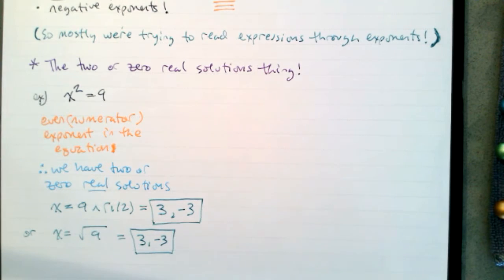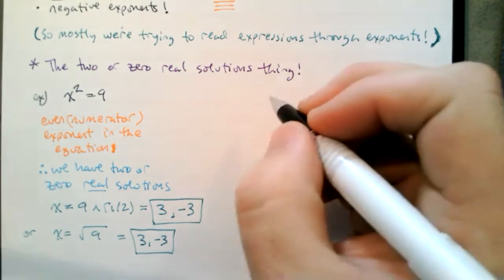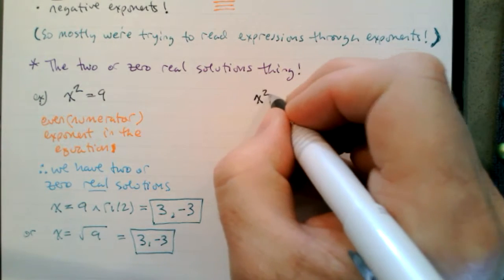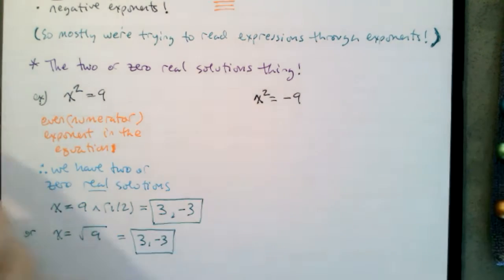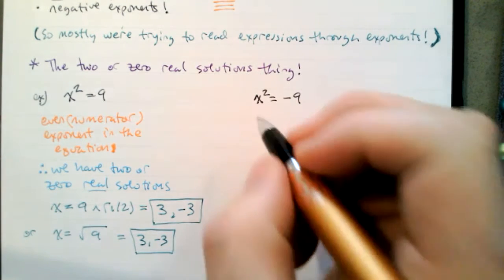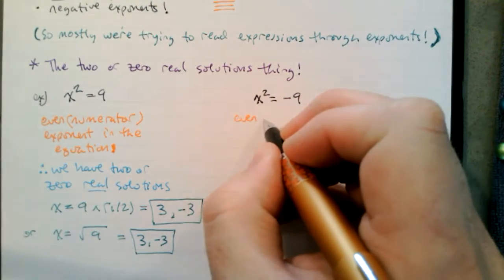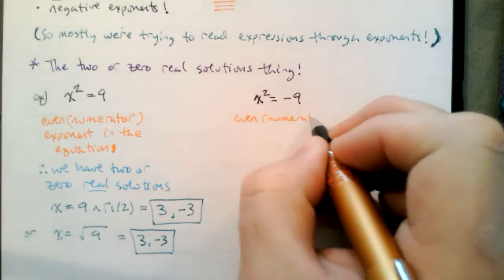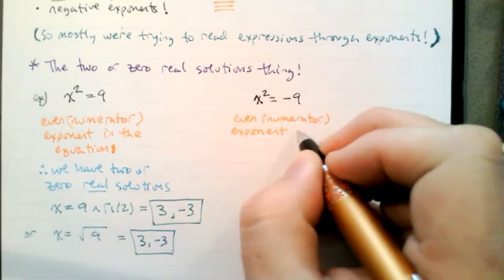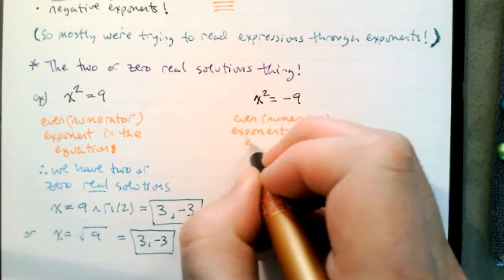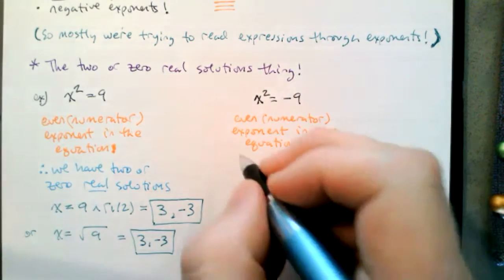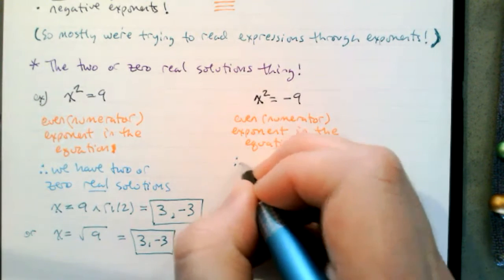That's all. So the other thing, the zero solution comes up when we have, say, x squared is equal to, let's say, -9. In this case, we see an even numerator exponent in the equation. So therefore, we should expect to see 2 or 0 real solutions.